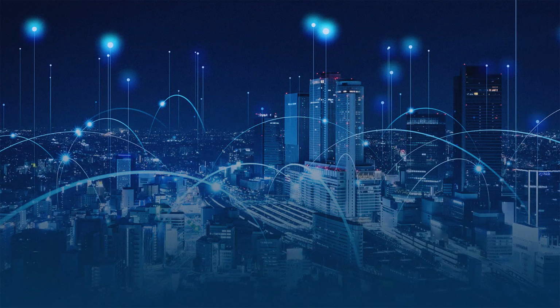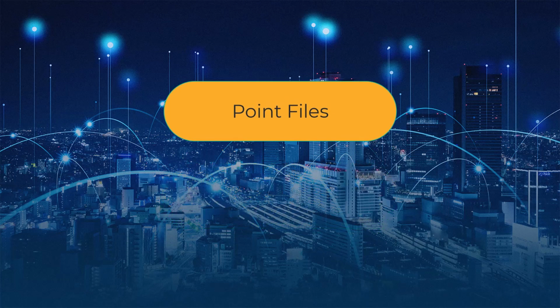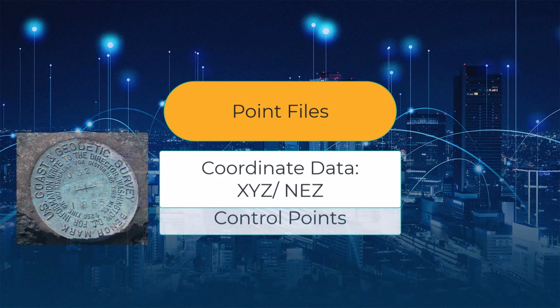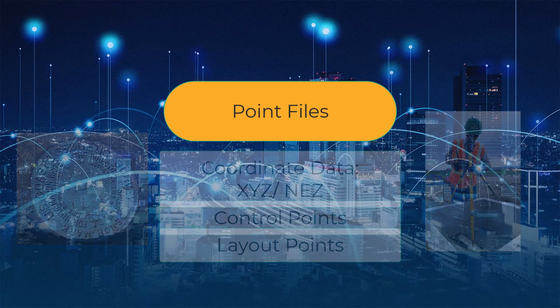First, let's break down the two main categories of files in FieldLink: point files and model files. Point files contain coordinate data, like northings, eastings, and elevations. These are used to define specific locations, such as control points on our project, or points that we need to lay out. These might be mechanical equipment hangers, or corners that you need to lay out to pour your footers.